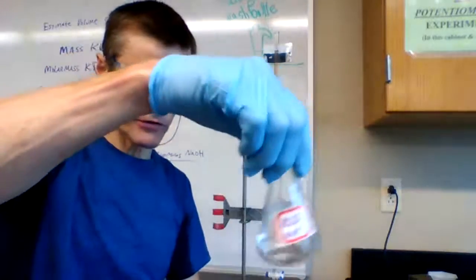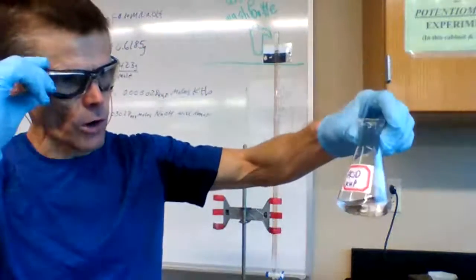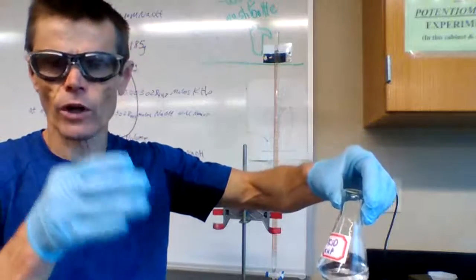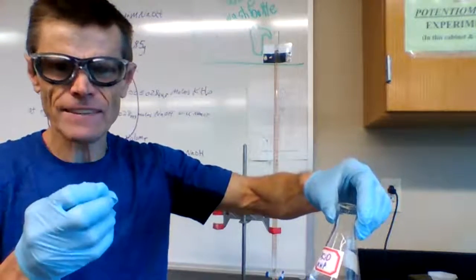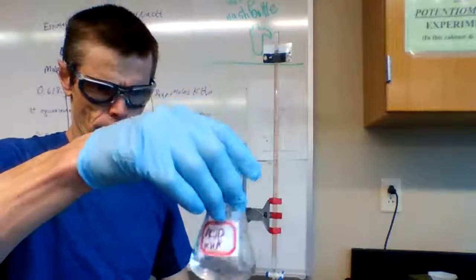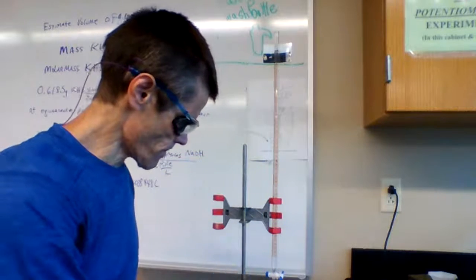And as you notice, it's colorless when we start our experiment. There's no color to it. And the endpoint that we're looking for is the faintest pink color that we could imagine. So it's just about dissolved, and I think we're ready to go.